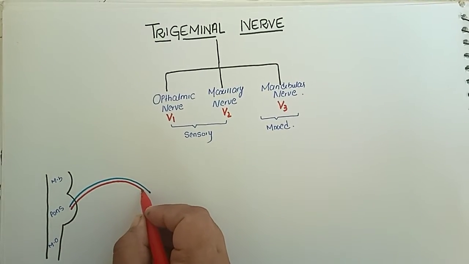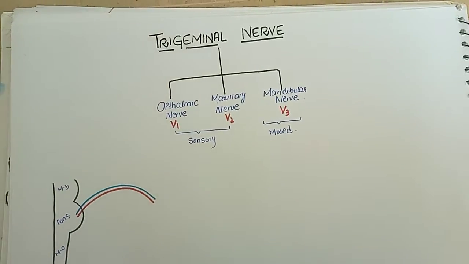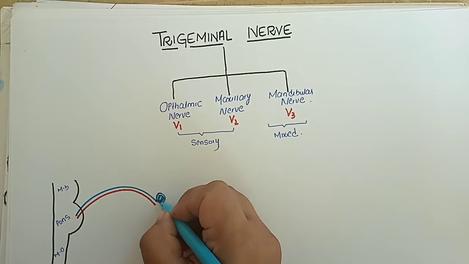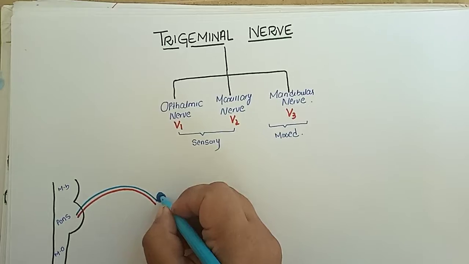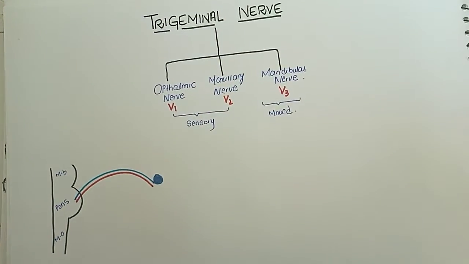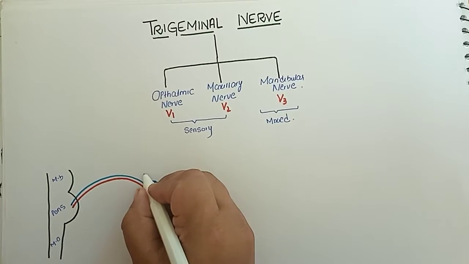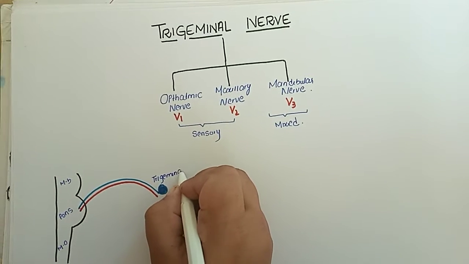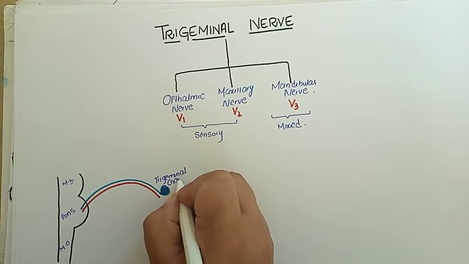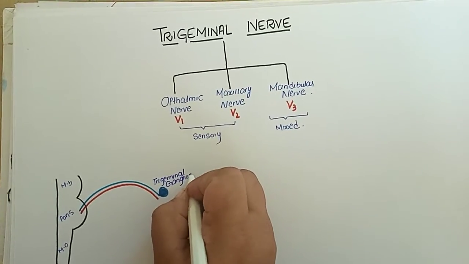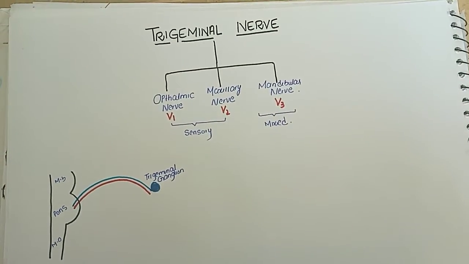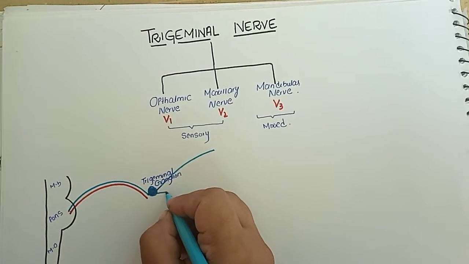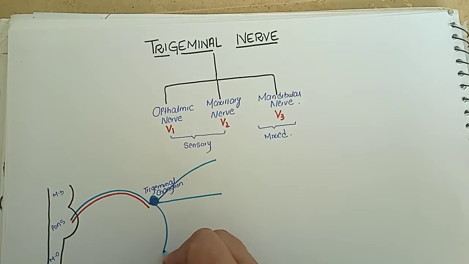As the sensory division of the trigeminal nerve moves forward, it gives rise to the trigeminal ganglion, which is the collection of the cell bodies. We call this a ganglion because it lies outside the central nervous system. And from the trigeminal ganglion arise the three divisions of the trigeminal nerve: the first one is the ophthalmic division, the second one is the maxillary division, and the third one is the mandibular division.